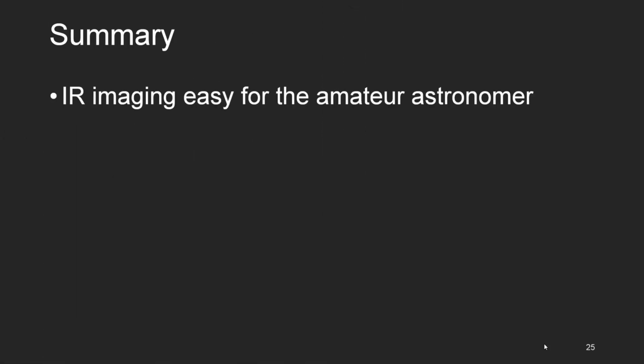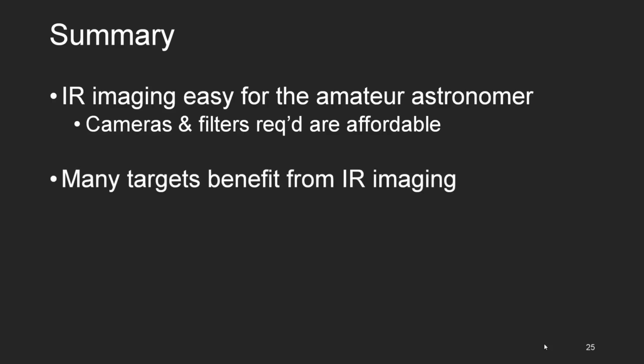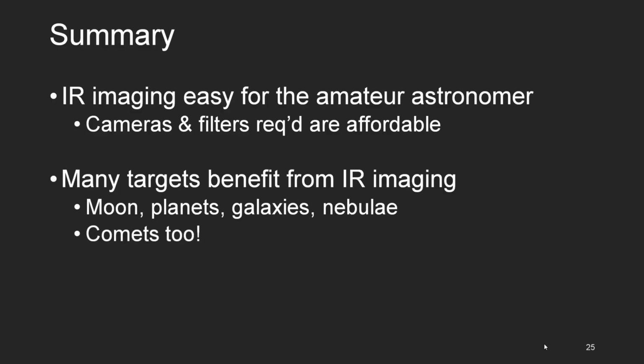In summary, IR imaging is easily accessible to amateur astronomers today. The cameras necessary and the filters we require are all readily available at affordable prices. There are a number of different targets that benefit from IR imaging, including the Moon, planets, galaxies, and nebulae. Although I have not explored the application myself, in theory, comets also give off a lot of infrared light, and so should benefit from IR imaging. I have greatly enjoyed exploring the night sky using only infrared light. I encourage you to give it a try.